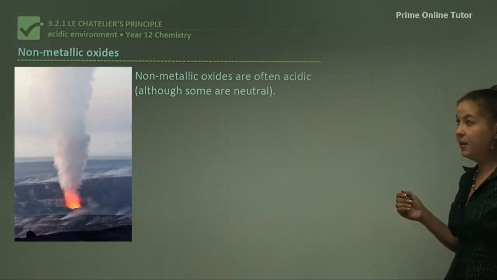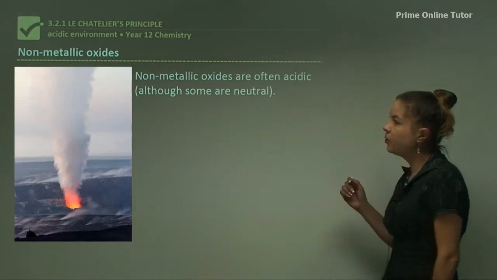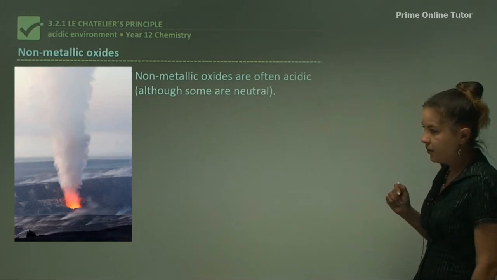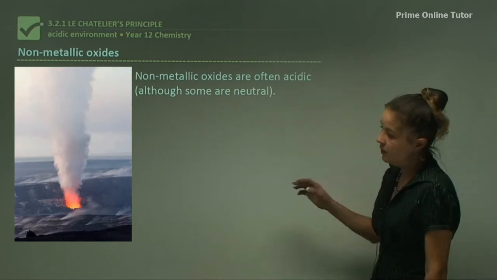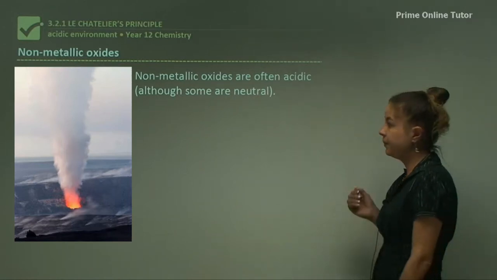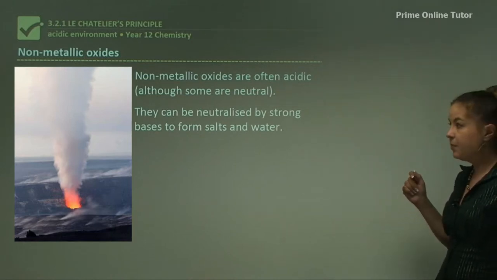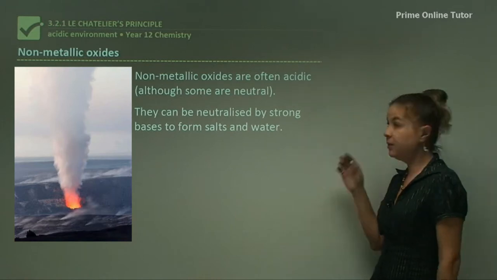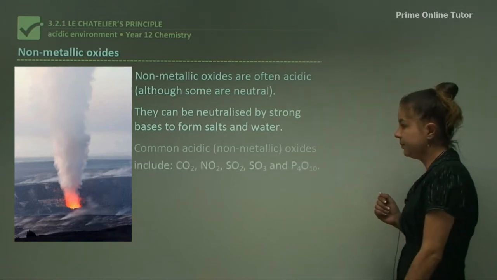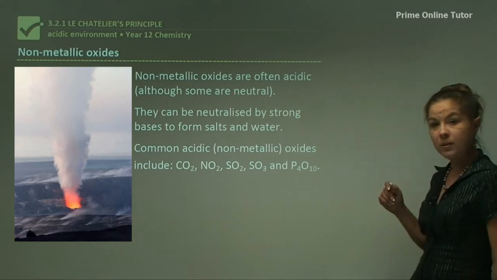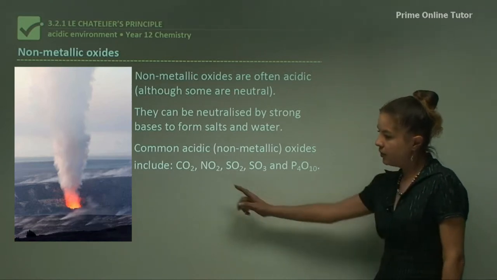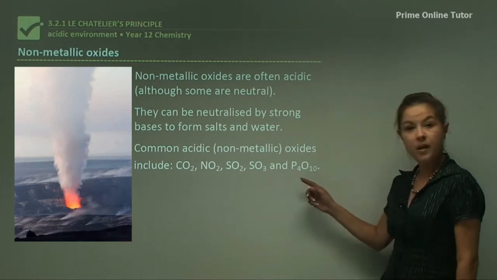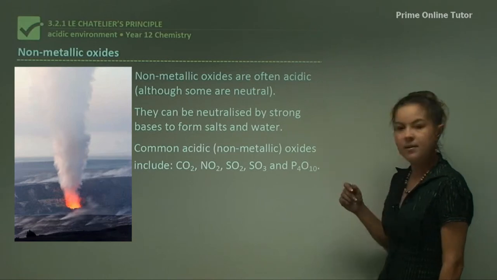Now looking at the non-metallic oxides. Non-metallic oxides are often acidic, but some of them are actually neutral also. And that picture there is sulfur dioxide coming off a volcanic vent, so the smoke you see there is SO2. They can be neutralised by strong bases to form salts and water, so once again it's an acid-base reaction, just like for the metallic oxides. Some common acidic, non-metallic oxides include CO2, NO2, SO2, SO3, and P4O10. And I'll get into these in a bit more detail now.